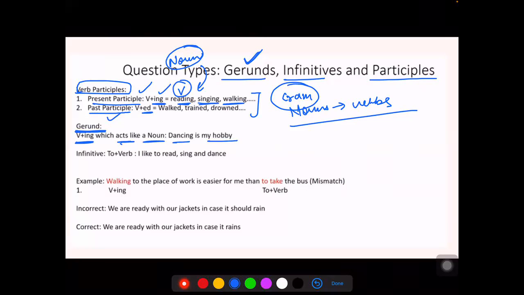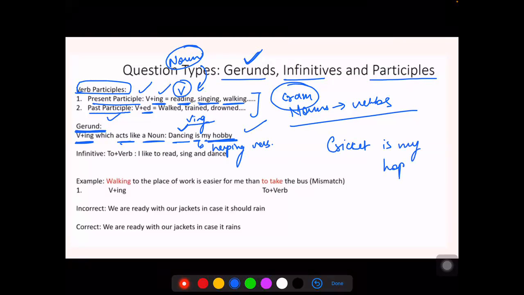Like dancing is my hobby, right? Dancing is a verb form, but it is considered as a noun. Then here is a helping verb, my hobby, right? So these kind of sentences actually act as a gerund, right? For example, I can say cricket is my hobby. So we always use noun for depicting our hobby. So cricket is a game, which is a noun, which is my hobby. So here dancing, dance is a noun, but we don't use dance is my hobby. Dancing is my hobby we use. So that can be converted into a verb. These are called gerunds.